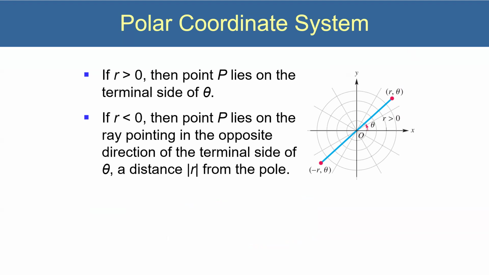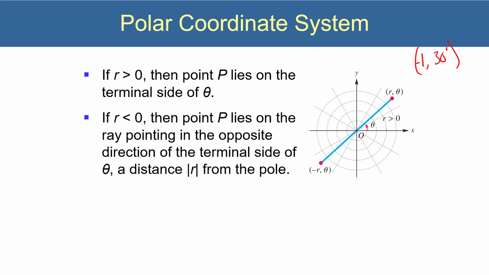If R is less than 0, so this is a difference in polar, notice that our R can be negative. If our R is less than 0, then the point lies on the ray pointing in the opposite direction. It's going to be the opposite of where theta would normally be. So if I had R is 1, for example, let's say I had 1, comma, it's not going to be in degrees, it'll be in radians, but 130, then that would be in quadrant 1. But if I had negative 130, it would be in quadrant 3. Does that make sense?